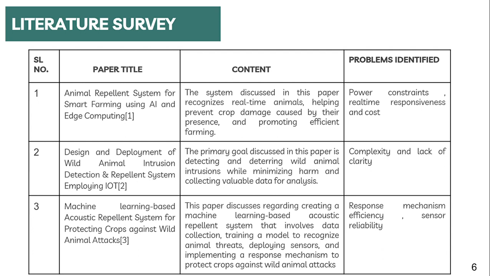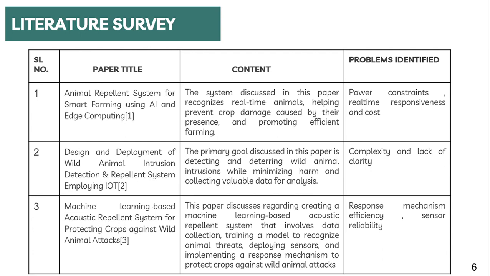Next is the design and deployment of a wild animal intrusion detection and repellent system using IoT. It uses the Internet of Things. It uses various sensors to capture and identify the animal, and uses the Internet of Things to send the data related to the animal. The system is more complex and it lacks clarity because the sensors may not work properly in this case.